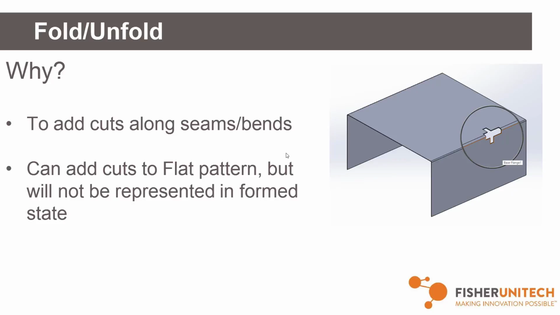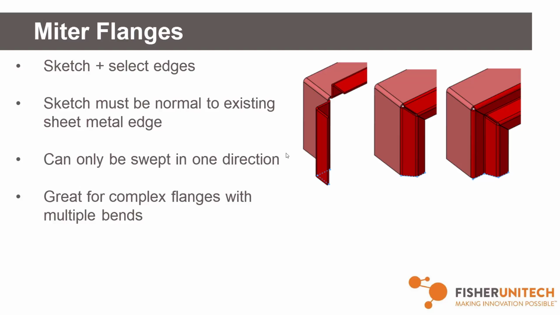Then we're going to get into the fold-unfold step. A lot of times there's some confusion between when to use this or when to flatten things, or why this is even a thing, but it's a very important thing to know of and a very important feature to use when it's needed. It's used to add cuts along bends or seams or something that's kind of already created. A note on that is you can add cuts to your flat pattern, but it's not going to be represented in your formed, actually bent feature or part. So if you do it on there, it's not going to do anything for you. It's just going to be on that flat.